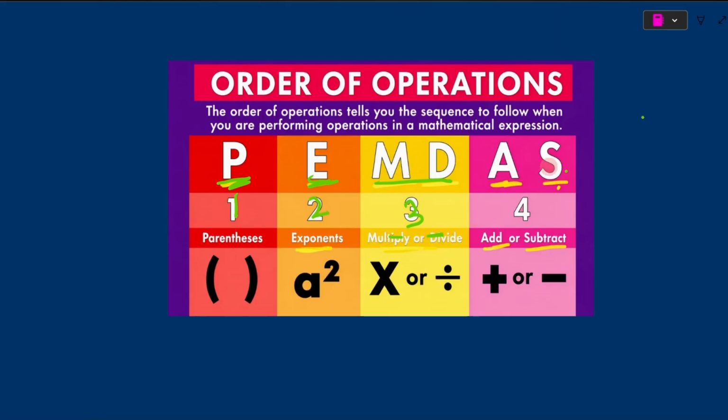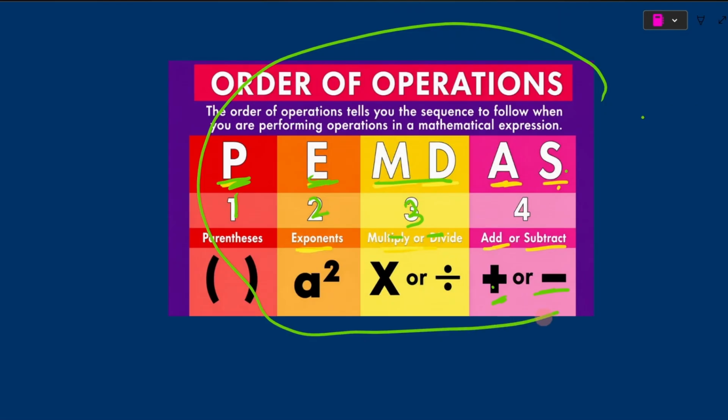Also, addition and subtraction. That's the fourth one, where you either add or subtract from left to right, depending on the one that comes first. If addition comes first before subtraction, you add before you subtract. If subtraction comes first before addition, you subtract before you add. So this is what order of operation is all about.